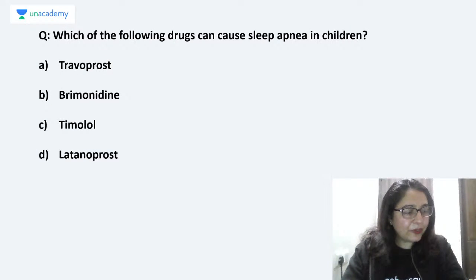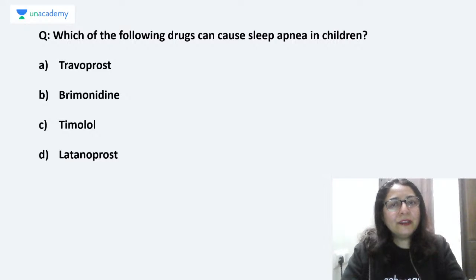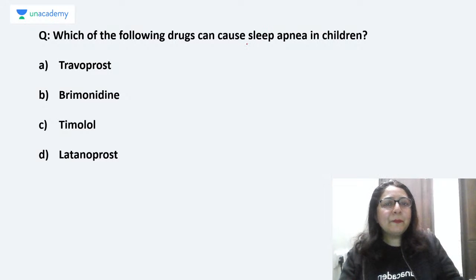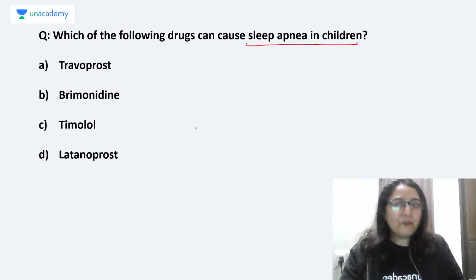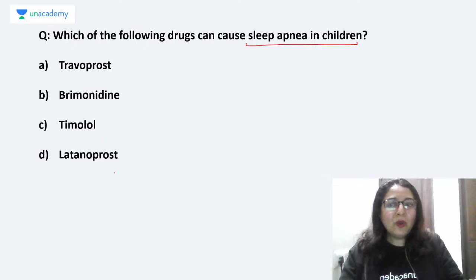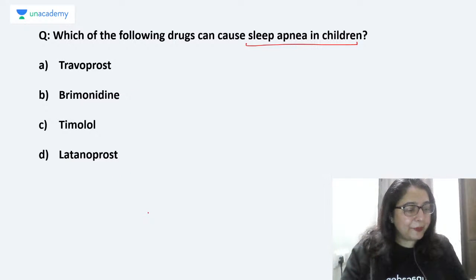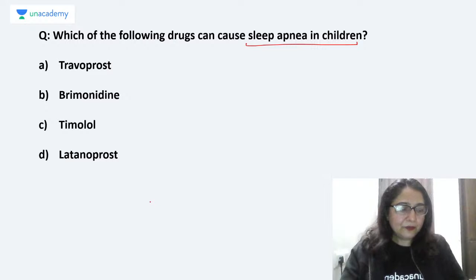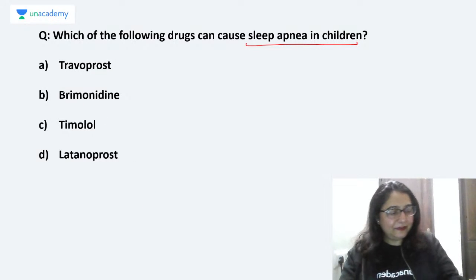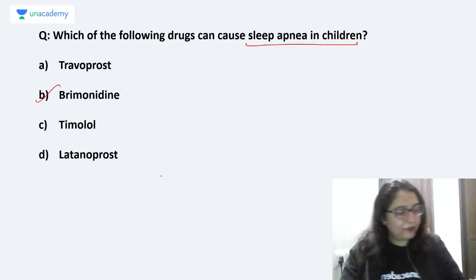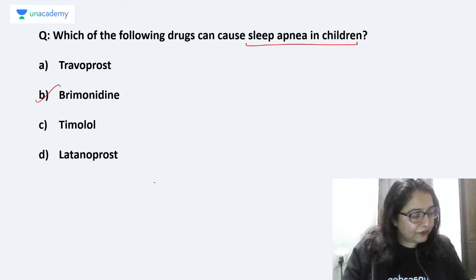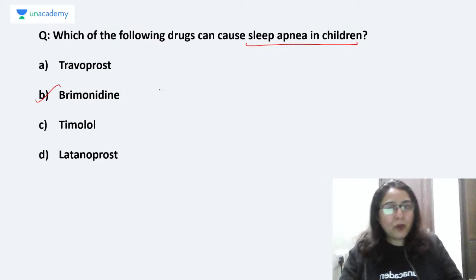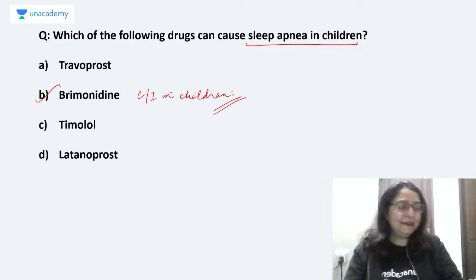Okay, last question of the session. Which of the following drugs can cause sleep apnea in children? Travoprost, brimonidine, timolol, latanoprost. Sleep apnea in children. So this was a NEET PG question also. Yes, perfect, Dr. Jiva, perfect, everyone. Yes, very nice, Dr. Sagar. It is your brimonidine. So that is why brimonidine is contraindicated in children.